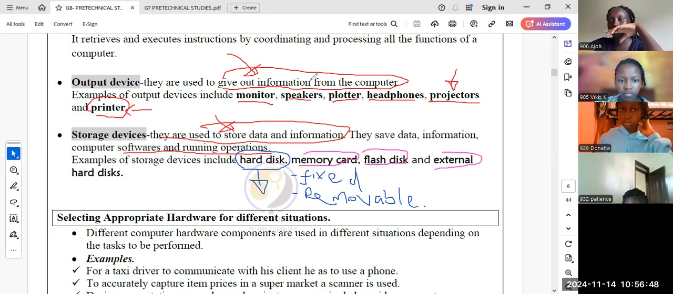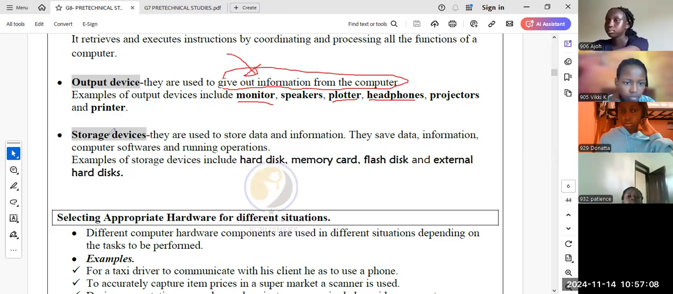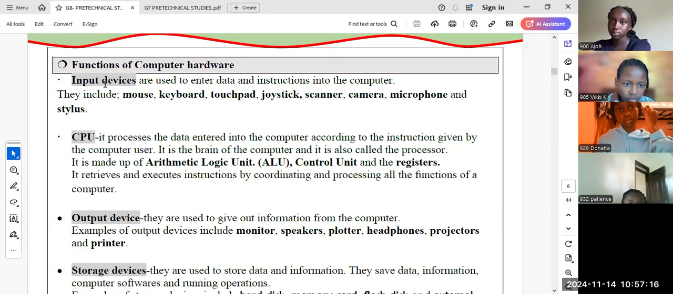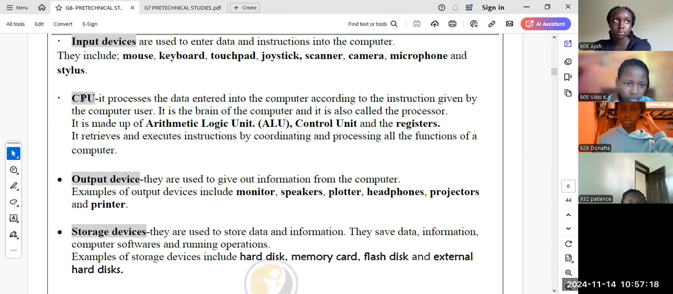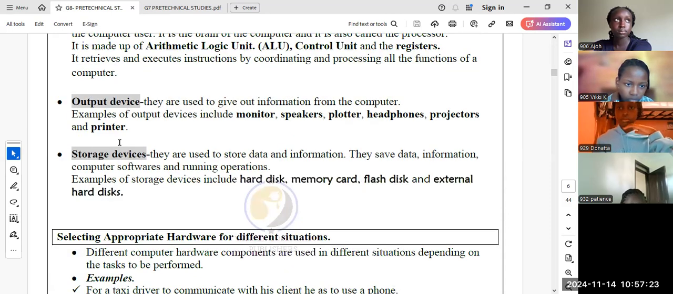Output devices are categorized into two: soft copy output and hard copy output. Storage devices are also categorized into two: fixed storage and removable storage. Unless somebody has a question up to that point on the uses and functions of various computer hardware categories. So computer hardware is divided into four: the input devices, the central processing unit, the output devices, and the storage devices.